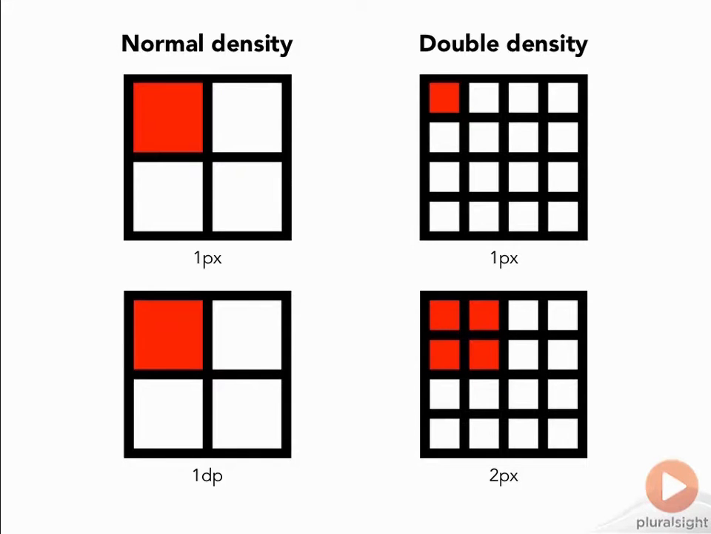To solve this problem, change it to 1 dp. This way, when the app is loaded on a double density device, the system will automatically multiply the dp unit with the density to come up with a final pixel unit. 1 dp gets multiplied into 2 px when our app is run on a double density device. This way, the physical appearance of your view will be of the same size, even though the density of the screen is different.